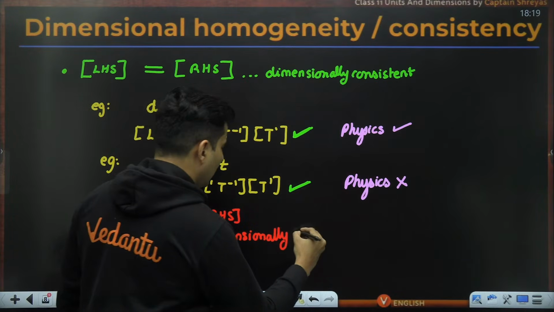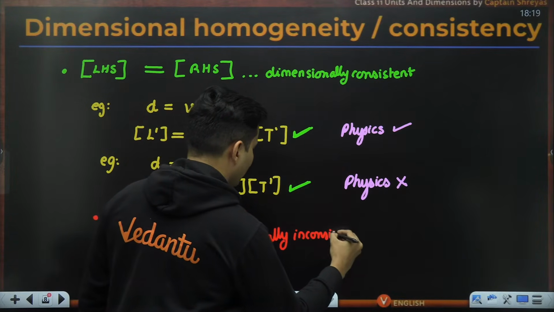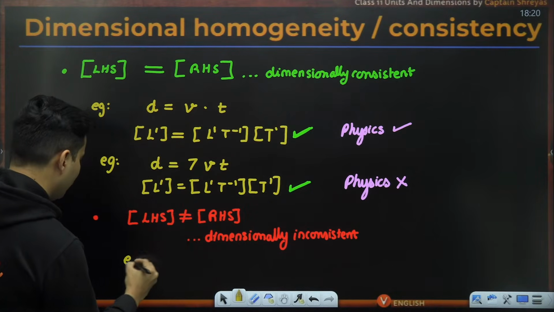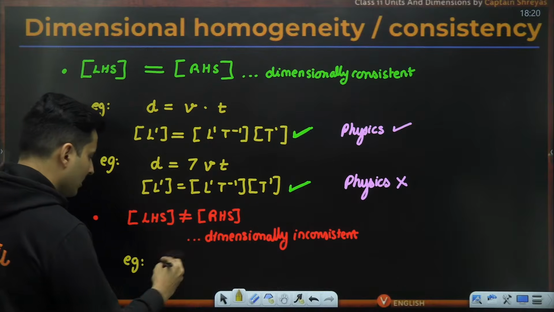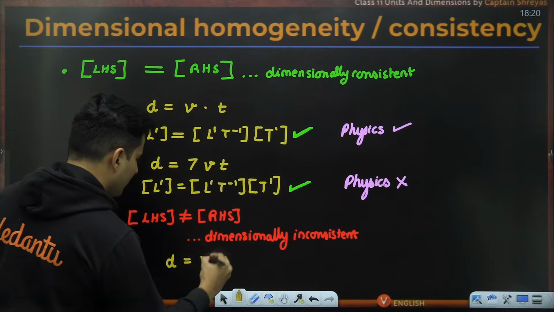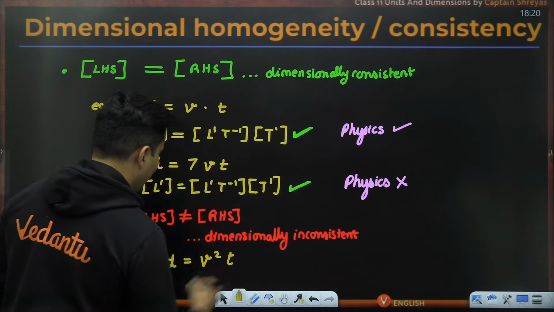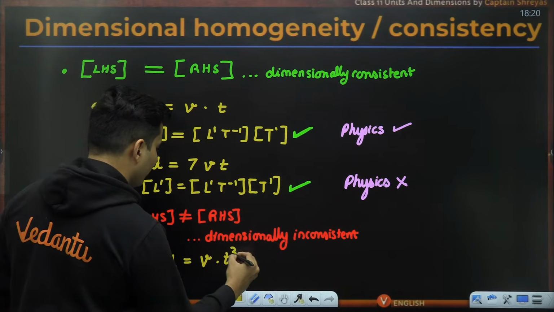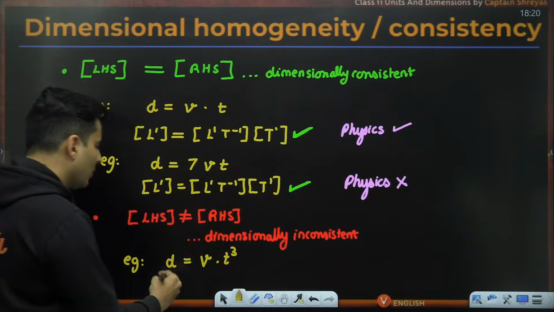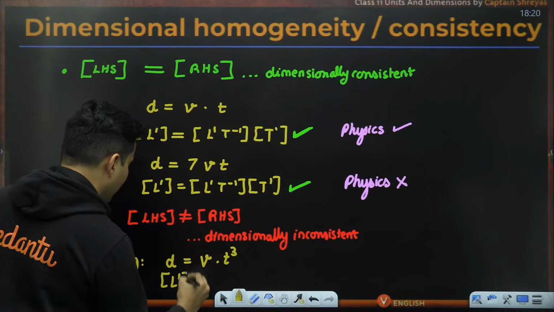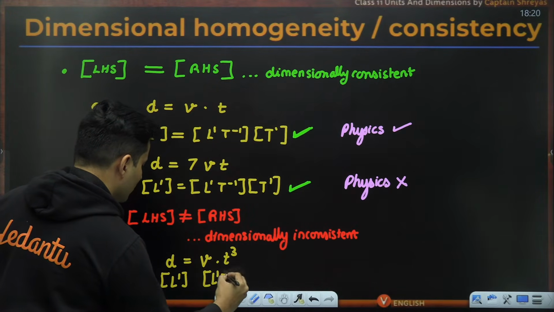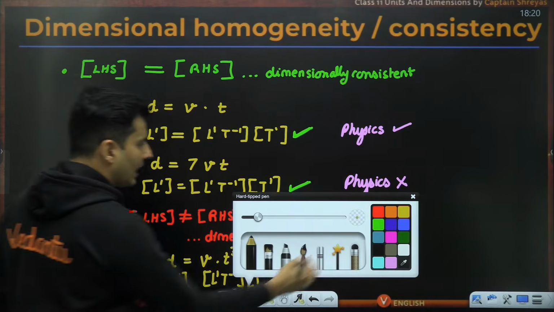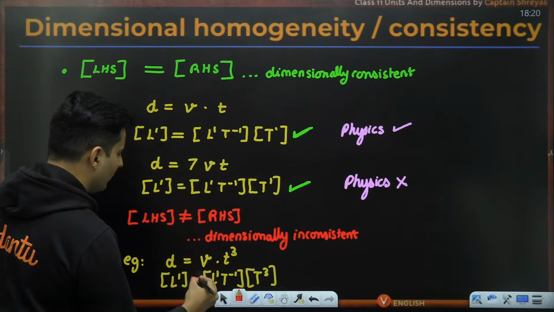Dimensionally inconsistent. A good example of dimensionally inconsistent equations: imagine distance is speed squared multiplied by time, or speed multiplied by time cubed. This is going to be dimensionally wrong because distance has the unit of length, speed has the unit of length raised to 1, t raised to minus 1, and time cubed means t raised to 3. Obviously, the LHS is not matching the dimension of the RHS.